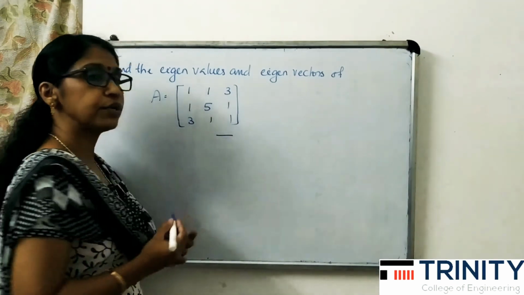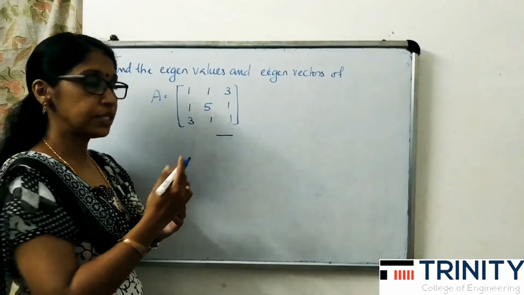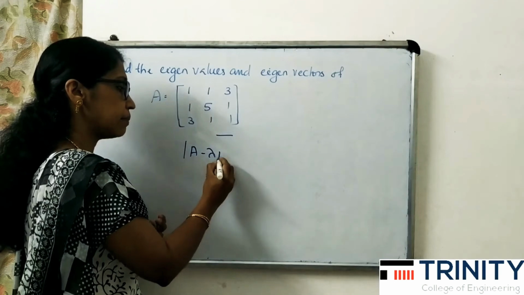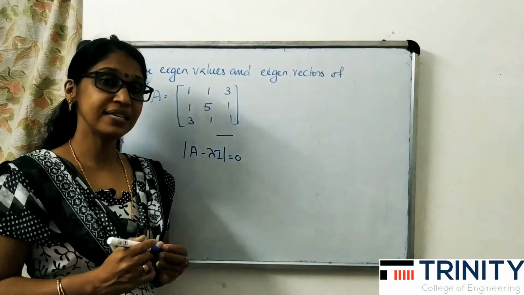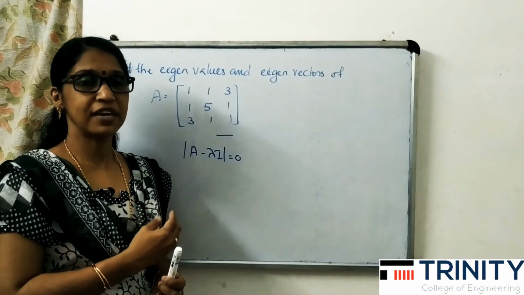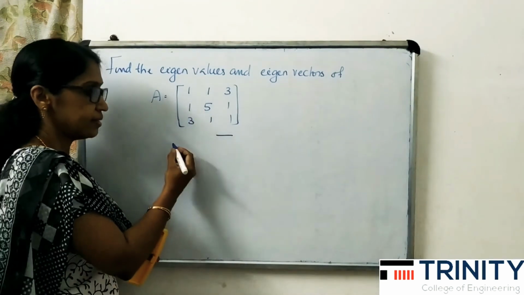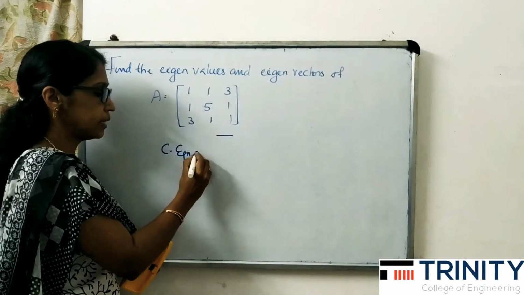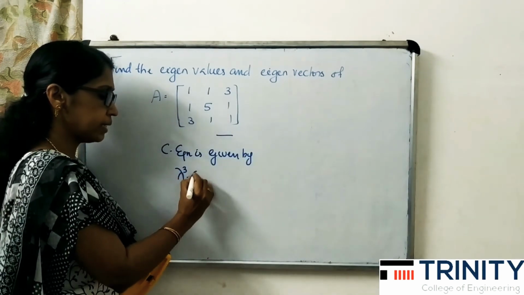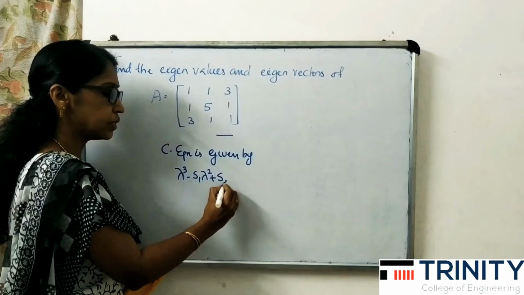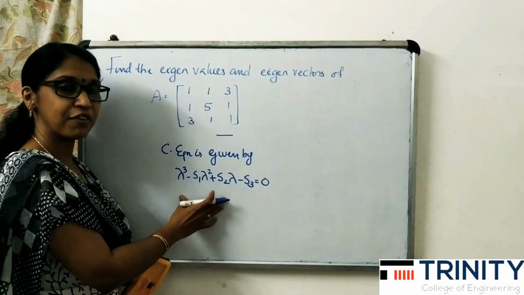Okay. So first of all we have to write the characteristic equation. In a 2 by 2 matrix, we use the characteristic equation determinant of A minus lambda I equal to 0. But in a 3 by 3 matrix, I am using an easier method for finding the characteristic equation. Look at this, this is the formula. The characteristic equation is given by lambda cube minus s1 lambda square plus s2 lambda minus s3 is equal to 0.